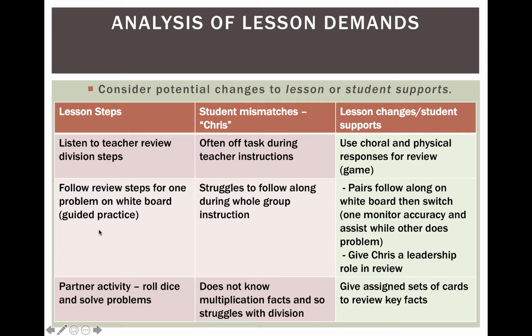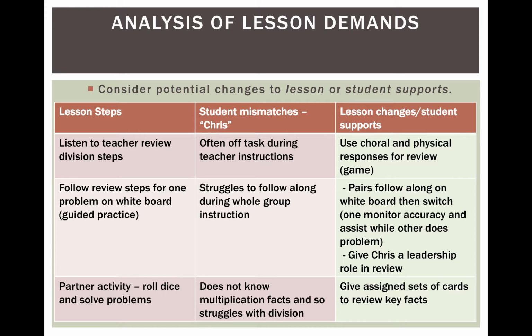The second step of the lesson is follow review steps for one problem on the whiteboard. That's meant to be guided practice, but we know again that Chris will struggle to follow along during the whole group instruction. So a couple of supports that we can put in place: we can have pairs follow along on the whiteboard and then they switch. One monitors for accuracy, the other one assists as the other one does the problem, or we can give Chris a leadership role in the review process. Again, we're trying to make sure that he's not a passive learner.